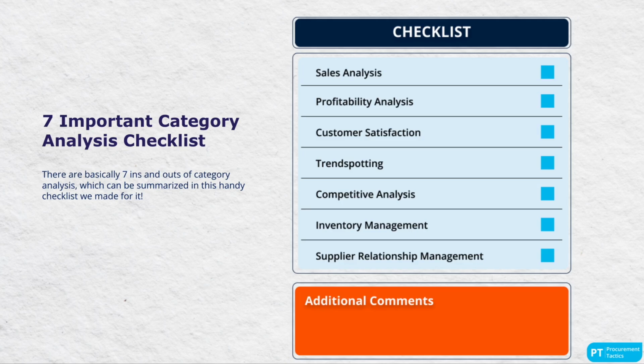Now there are many steps in between and beyond some of the phases we have just talked about, and this is no exception. Last but never least are the 7 important category analyses that should be mastered when handling category management. There are basically 7 ins and outs of category analysis, which can be summarized in this handy checklist we made for it.